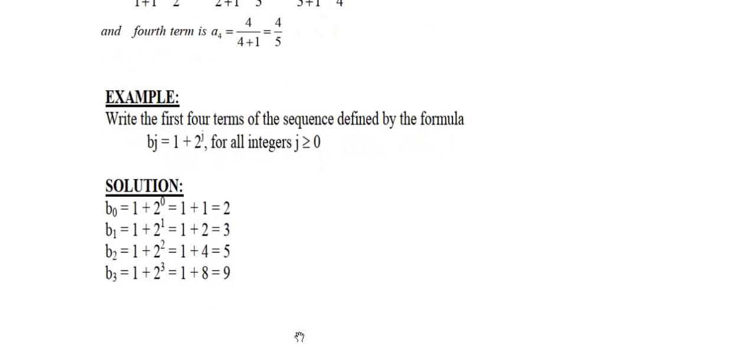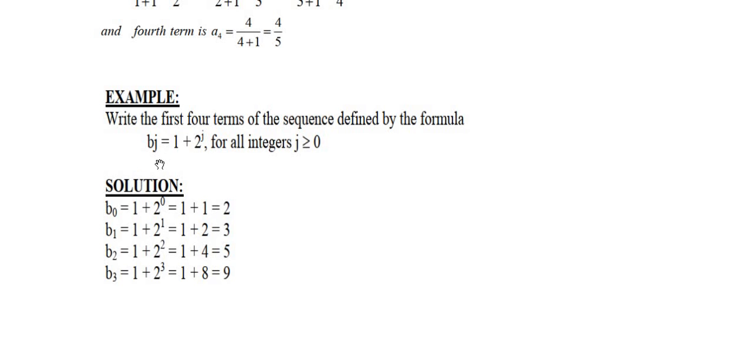There is an example. Write the first 4 terms of the sequence defined by this formula, for all j greater than or equal to 0. It means the first value of j we will take is 0, and then the greater values 1, 2, 3 and so on. We want to find the first 4 terms. So for the first term we put j equal to 0, for the second term j equal to 1, for the third term j equal to 2, and for the fourth term j equal to 3. The formula is b_j = 1 + 2^j.